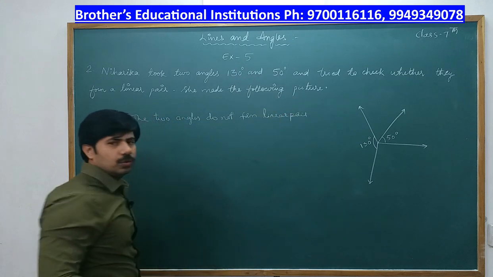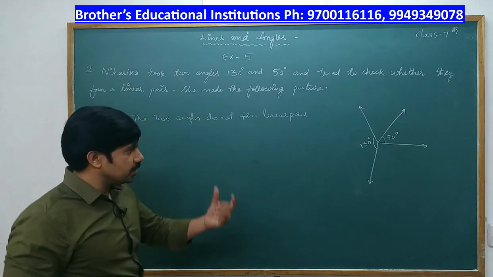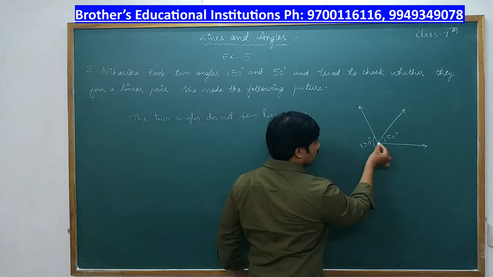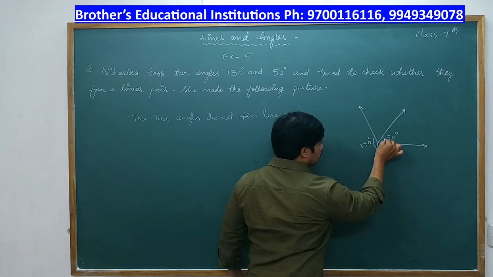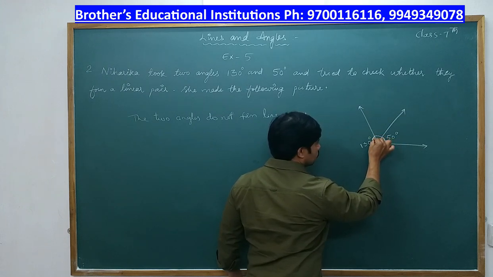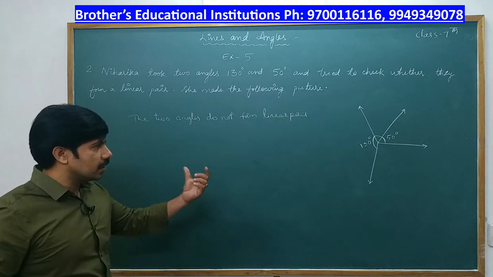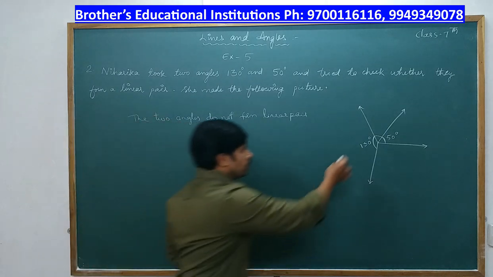Two angles do not form a linear pair because whatever the diagram she made here, this is more than 180. See, you can check it. Suppose this is 130, and if you include this also, it is more than 180. She made a mistake by making it more than 180, because this also we need to include.